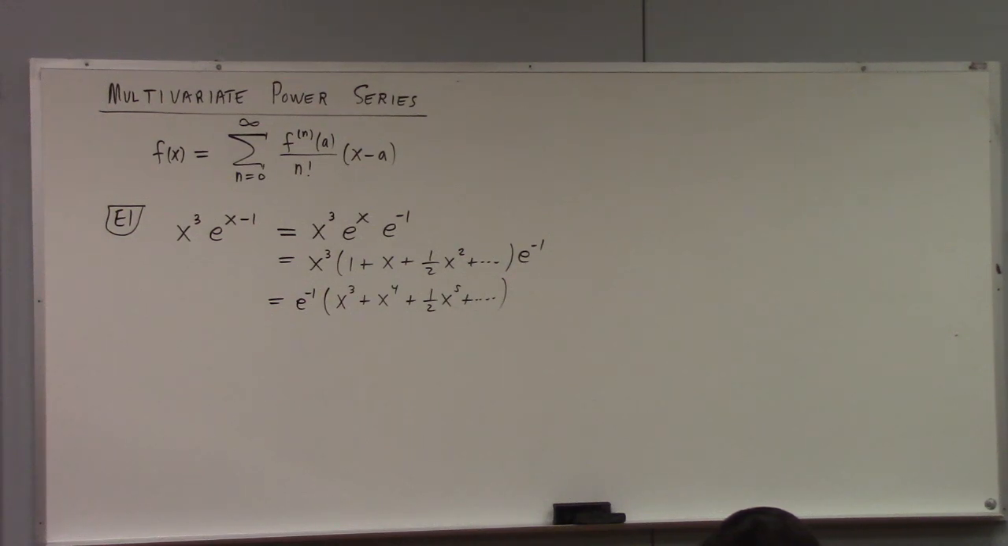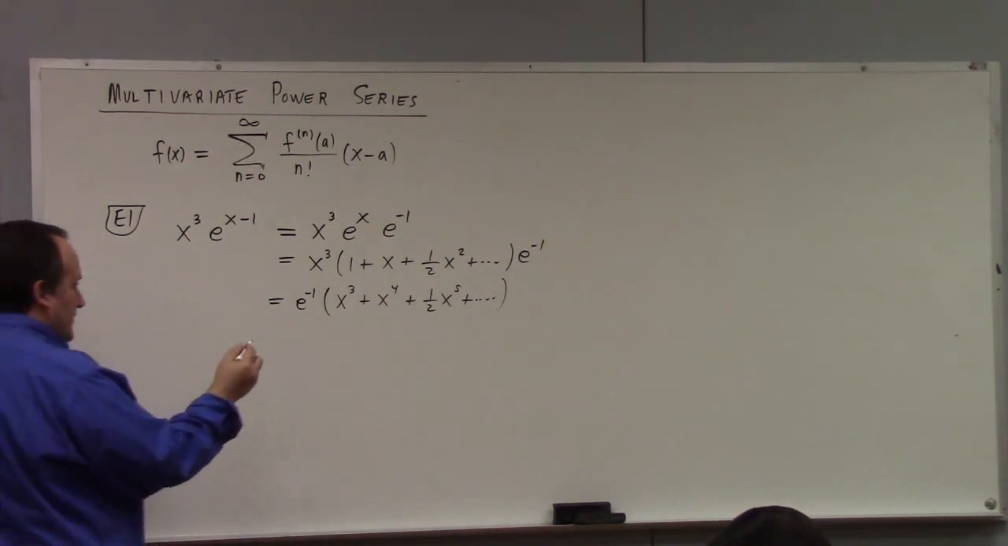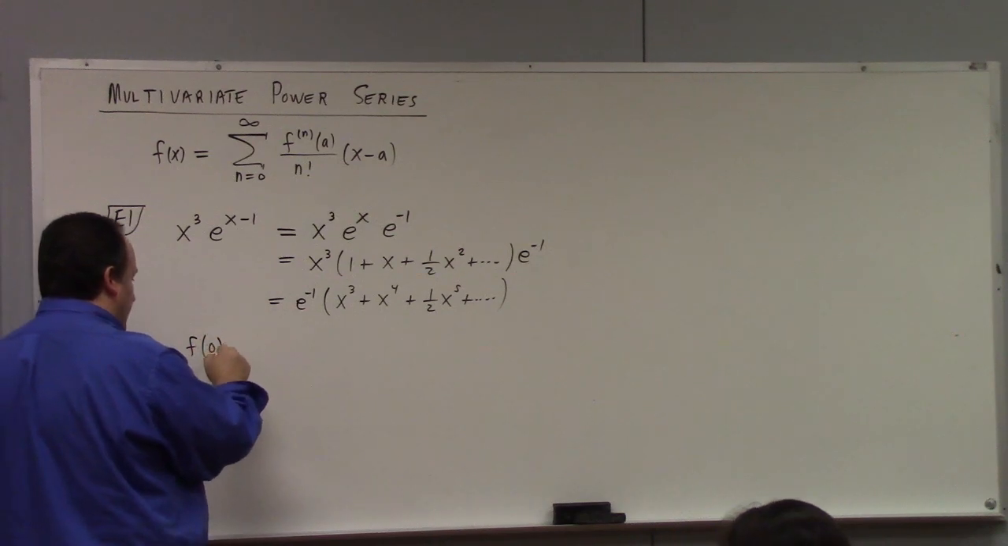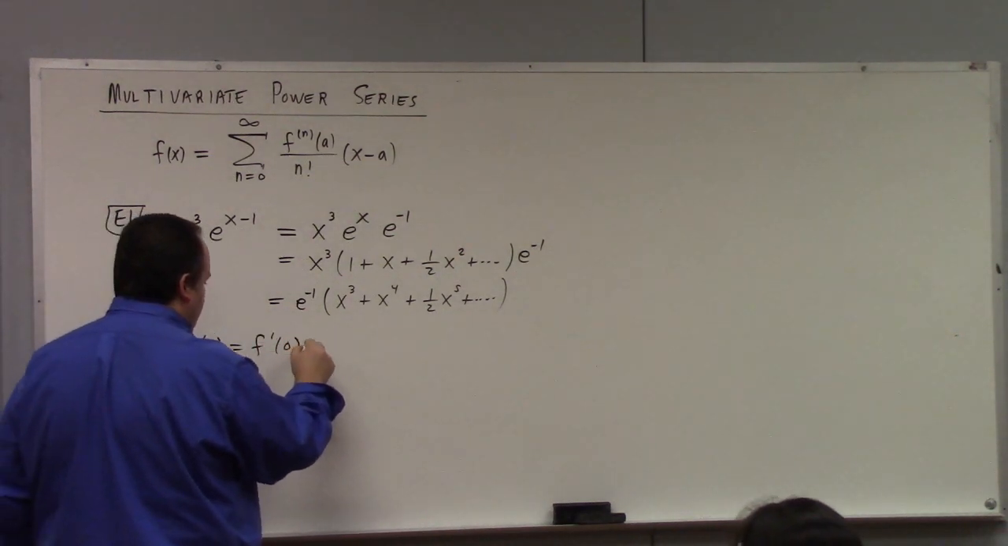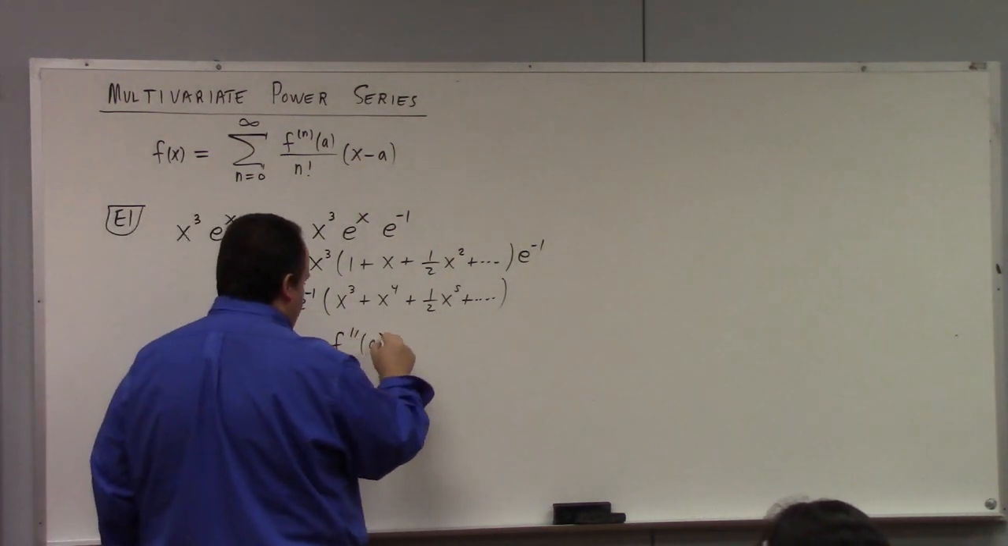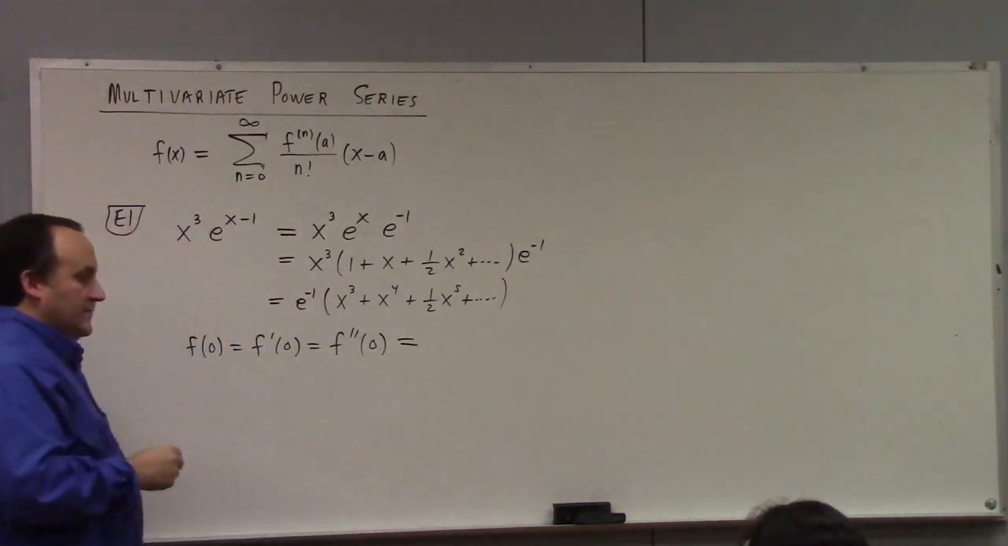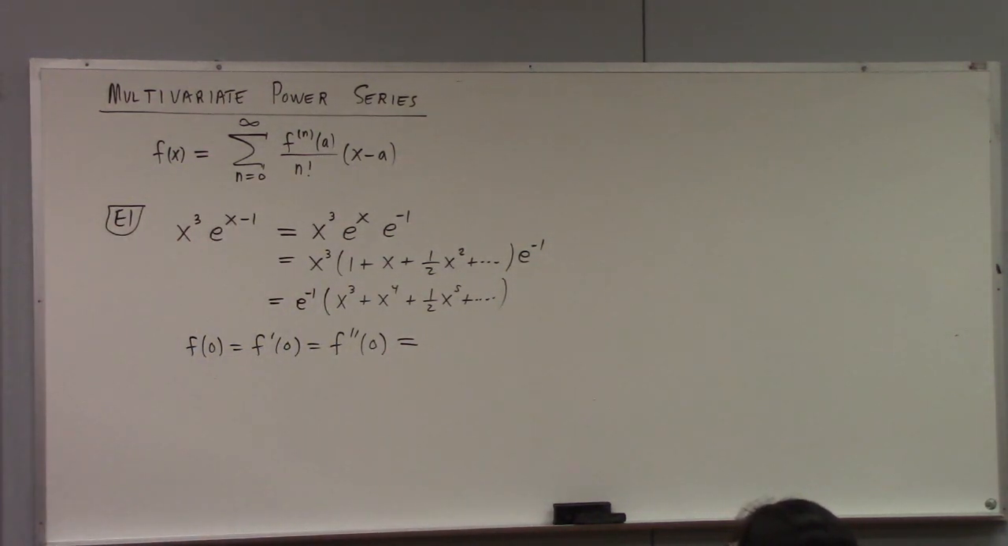Now, can you guys tell me some things that you can see about the second or first derivative? What can you tell me about the derivatives of the function just from this expression now? Like if I was to ask you, what is f of 0? What is f prime of 0? What is f prime prime of 0? What are those equal to? Now, why do you say that? Because the x and x squared terms don't vary.